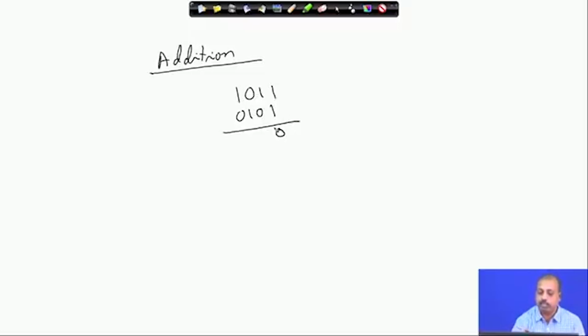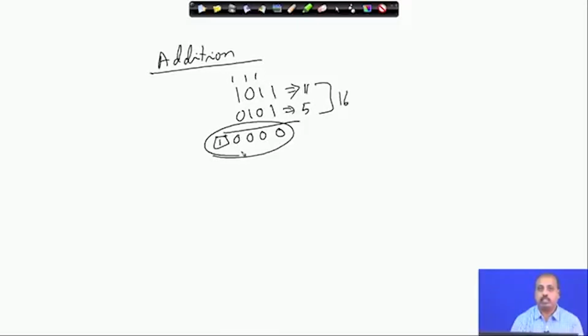So, 1 plus 1 is 0 with a carry generated as 1. 1 plus 1 is 0, the carry generated as 1, and this is also 0, and there is a carry generated which is 1. So, let us check. This is 8 plus 2 plus 1, that is 11, and this number is 101, that is 5. So, 11 plus 5 is 16. So, you see that this is the representation of 16.